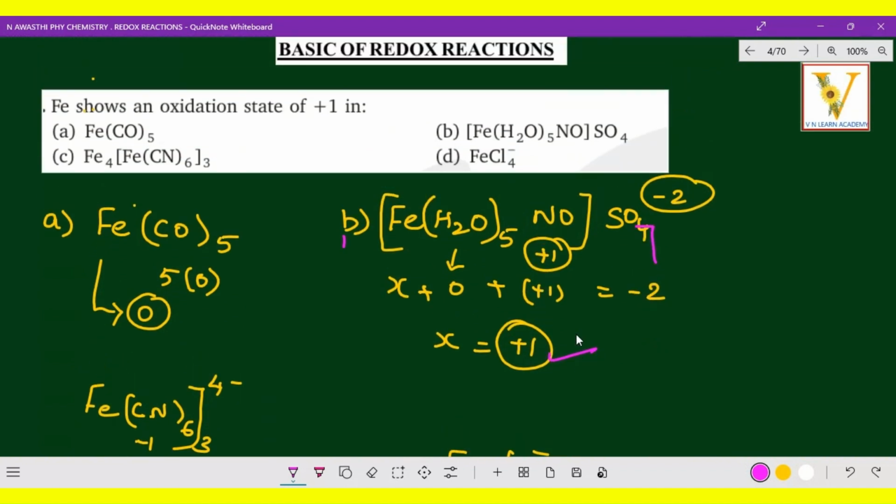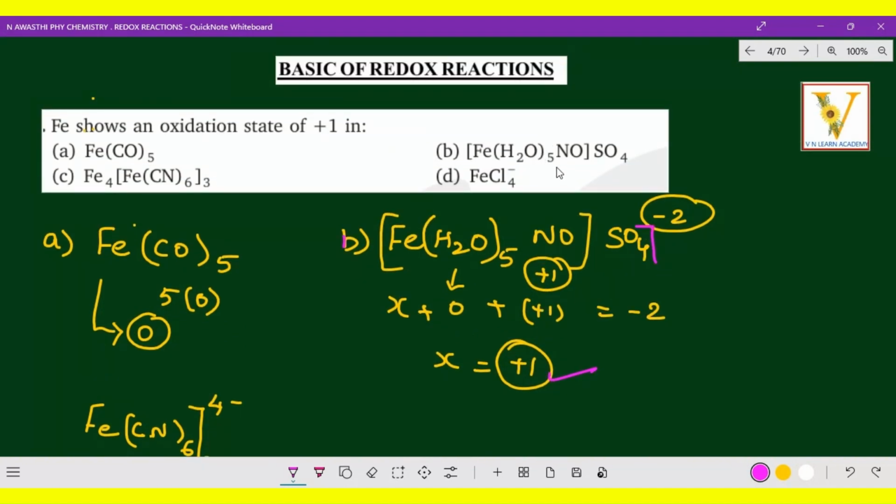So here, what is it? [Fe(H2O)5NO]SO4. This is nitrosonium, which is +1, and H2O is a neutral compound, it is 0, and this is X, and sulfate is always -2. So this iron shows +1 oxidation state. I hope you got the clarity on which compound gives +1 oxidation state. Option B is the correct option. Come on, let's go to the next question.